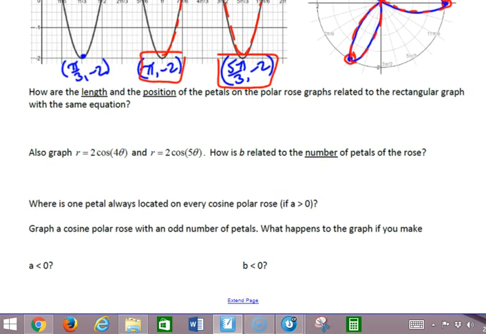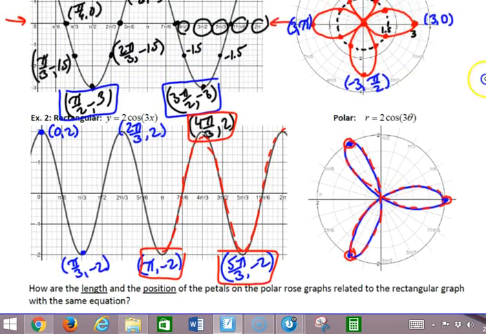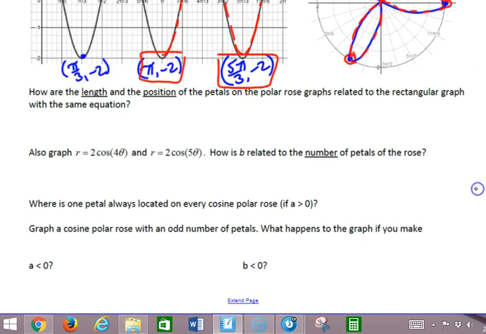So we'd like to be able to graph these things without plotting a bunch of points. We'd like to be able to do it just by knowing some characteristics of the equation. So what we want to do is think about the equations that we have. r equals a cosine of b theta, and r equals a sine of b theta. And actually we haven't done the sine one yet. We'll just look at this one. And how do we know how long the petals are, where the petals are located, and so forth? So what we notice here, this tells us the length of the petals, the number on the outside, the amplitude of the rectangular graph.